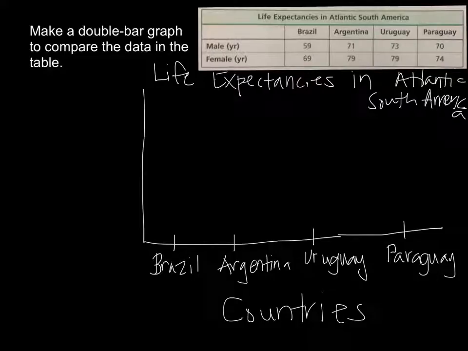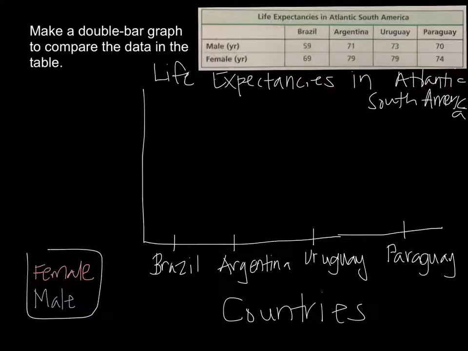Okay, then we have to do another key where pink will be female. And blue will be male. Okay, and then I would put a box around it, and I would say this is my key. Because we're going to have 2 bars for each country, a female and a male. So we have to make sure that we are getting that nicely.